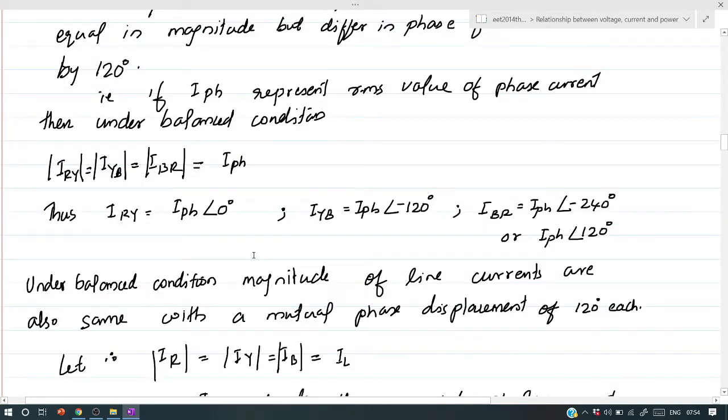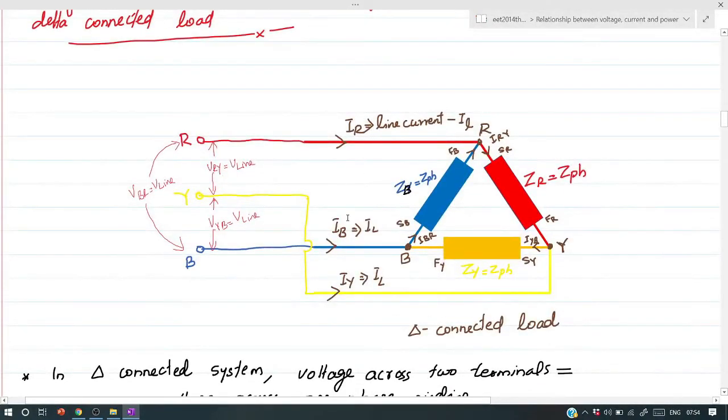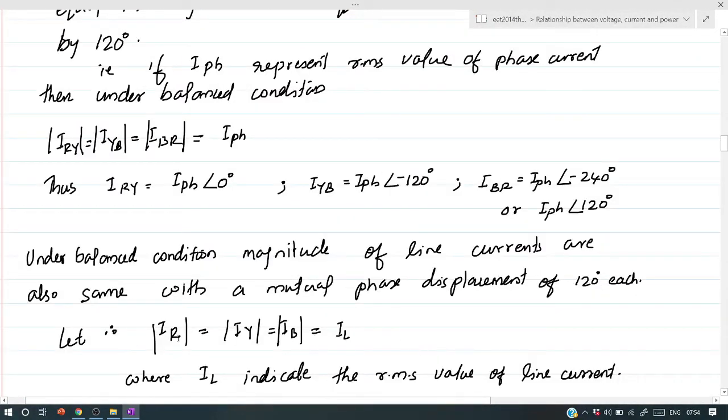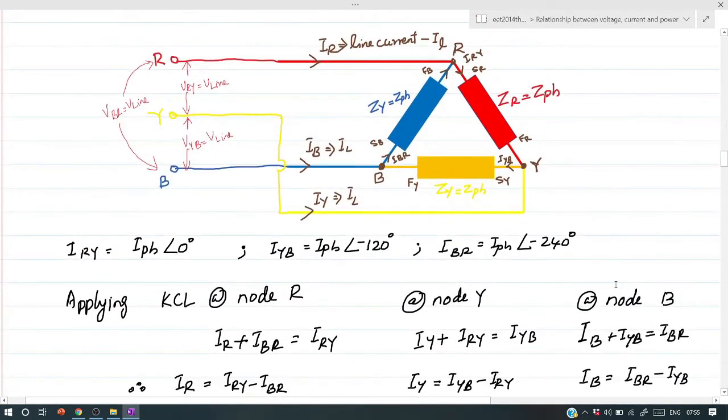Under balanced condition, the magnitudes of line currents are also the same, with mutual phase displacement of 120 degrees each. What are the line currents here? Line currents are IR, IB and IY. Let the magnitude of IR be equal to the magnitude of IY, equal to the magnitude of IB, which is equal to line current IL, where IL indicates the RMS value of line current. When we are considering the same circuit, IRY is equal to I phase angle 0, IYB is equal to I phase angle minus 120 degrees, IBR is equal to I phase angle minus 240 degrees.